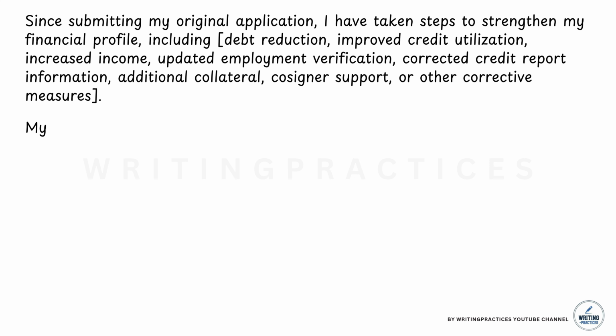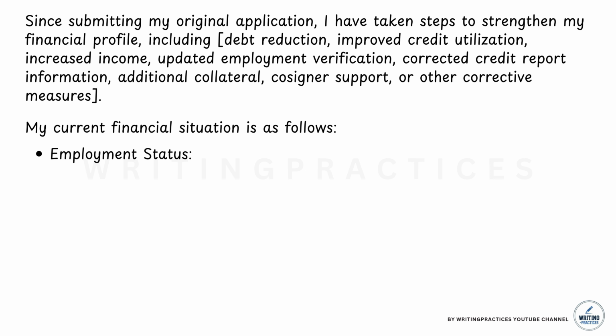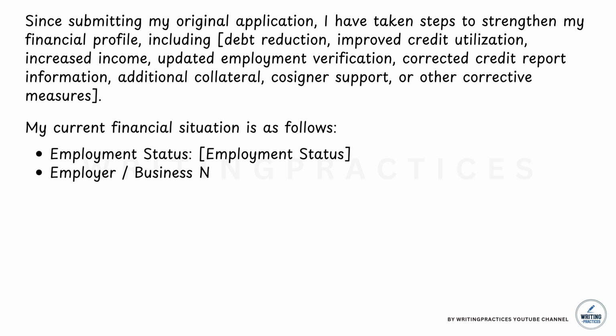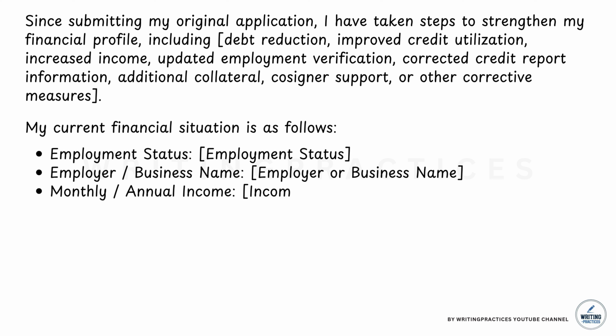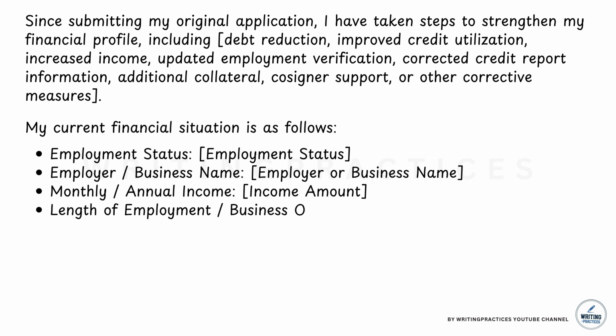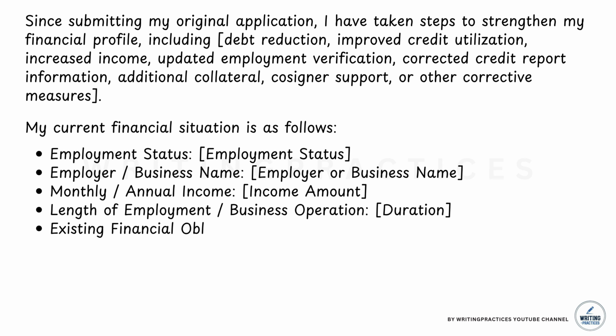Financial situation section. Now provide your current financial information. For example, my current financial situation is as follows. Employment status, full-time. Employer or business name, Horizon Digital Solutions, LLC. Monthly income, $6,850. Length of employment, 4 years. Existing financial obligations, auto loan, and one remaining credit card balance. This section gives the lender updated data to evaluate your eligibility more accurately.